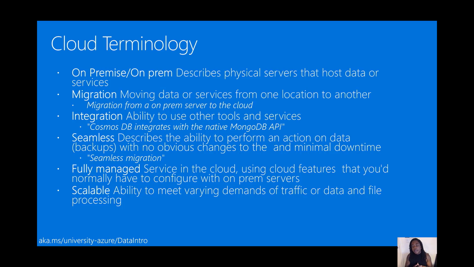And then another topic here is seamless. Seamless just means an ability to perform an action on your data or make some changes to your data without any obvious changes or really getting in your way of continuing your work while that action is happening. So when we talk about seamless migration and you want to migrate your data from the on-premise server to the cloud and you still want to work, it would be seamless if you continue your work without having any interruptions.